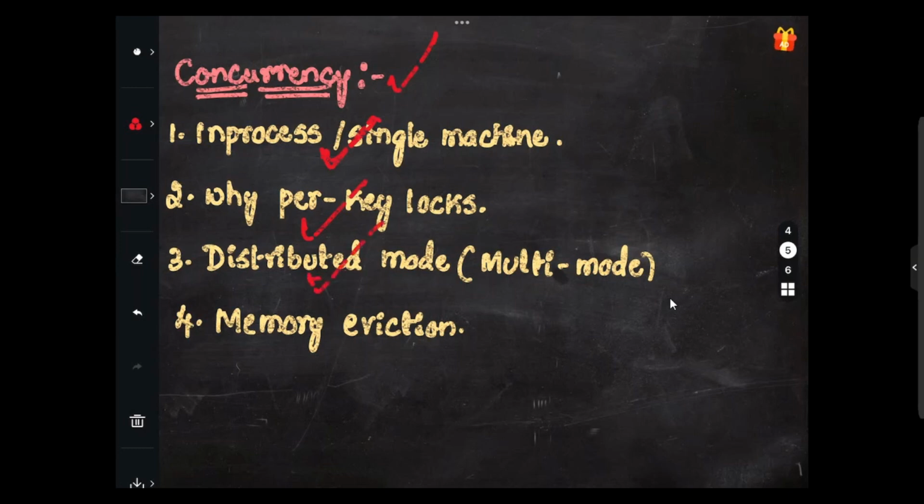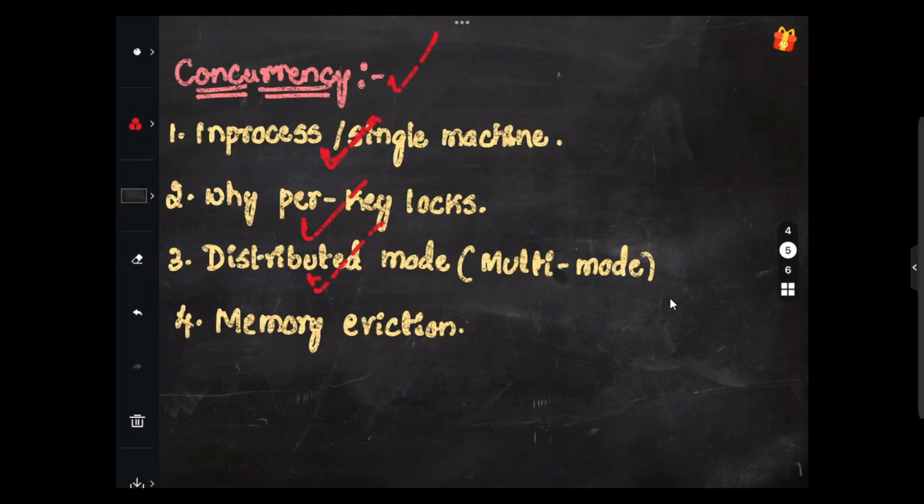Next, let's go with the distributed mode. When I say distributed mode, it is also known as multi-node. In this case, we can make use of a centralized store that supports atomic operations, basically Redis, with either of these approaches.